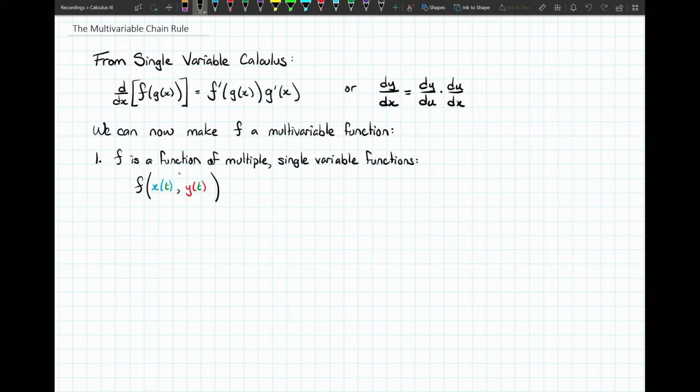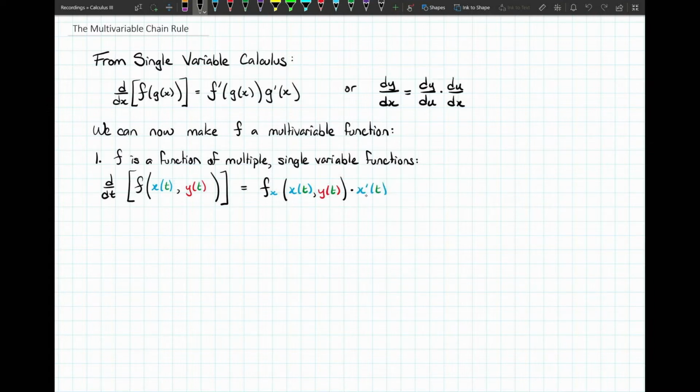You can kind of see the different layers. F depends on x and y, which both depend on t. Well, we want to figure out how do we take the derivative of that function, but with respect to t rather than with respect to x or y. Well, you can kind of imagine it's going to be very similar to our chain rule from single variable calculus. We're going to start off with the derivative of f with respect to x evaluated at x and y of t, and then we multiply by the derivative of x with respect to t. In this case, that would be x prime of t.